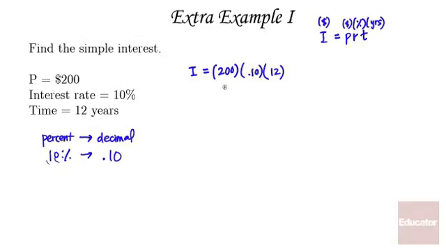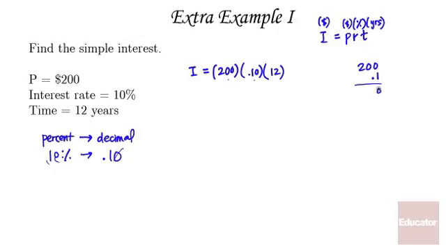So how do I find the interest? Well, I have to just multiply these numbers together, right? So 200 times 0.10. Remember 0.1? I just want to make the number smaller. Since this is a zero at the end of a number behind the decimal point, I can just drop it, right? So 0.1.